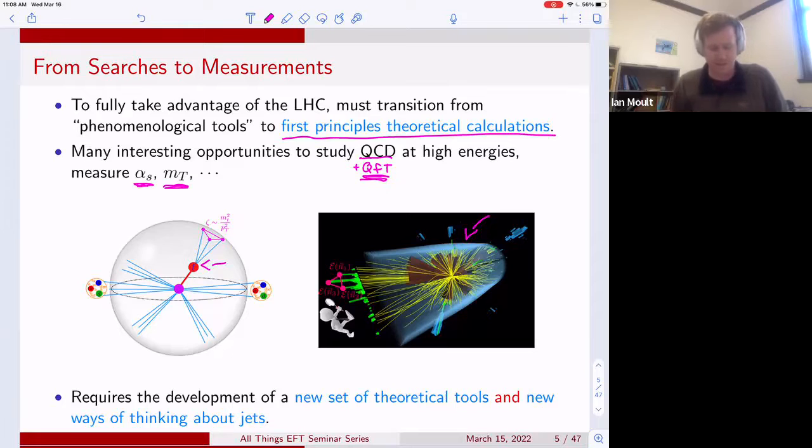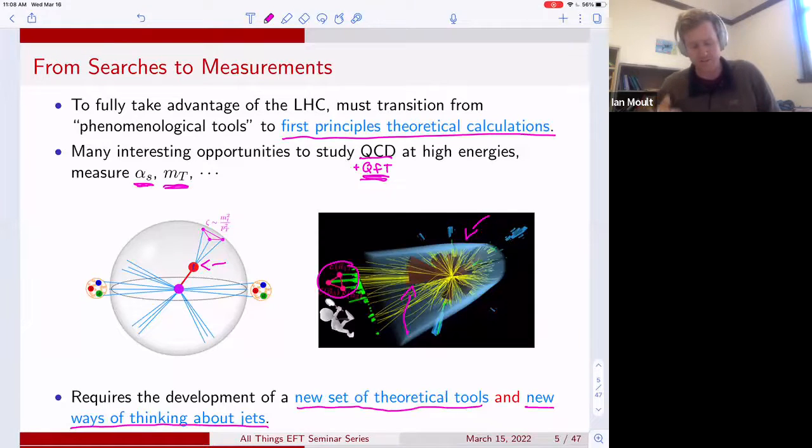However, to really perform this type of calculations and really gain a precision understanding of detailed questions such as these correlation functions in this extremely complicated environment of the LHC really requires the development, both at a technical level, of new sets of theoretical tools to be able to actually do the calculation, and maybe more generally just new ways of thinking about jets, and in particular trying to understand what the actual questions you want to ask are, which allow you to make contact with the underlying field theory.